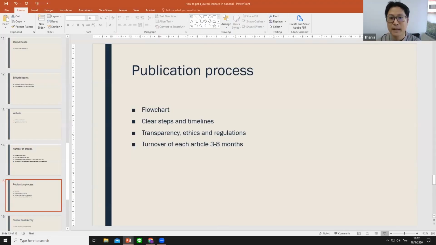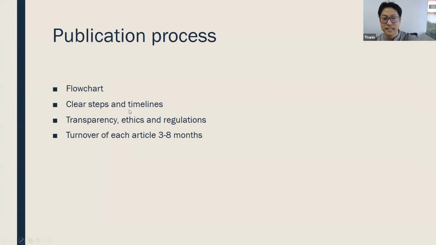My time is running out, so I'm going to go faster. Okay, so clear steps and timelines. You need that. You need transparency. If you charge money, you have to say you charge money. If you use 3 reviewers, then you have to say that as well. Ethics and regulations: in which criteria or circumstance would an article be rejected, for example. All these are regulations that you have to state clearly, right? You cannot reject a paper and not give any explanations. That's the ground for being sued as well.